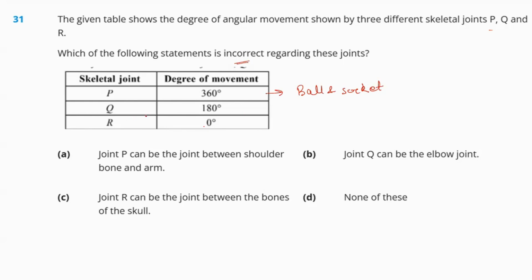Q is between your elbow. It is called hinge joint, right? And then R would be present between the joints of the skull. This is the fixed one. We cannot move the joints in between the skull, right? So the incorrect option would be option number D.